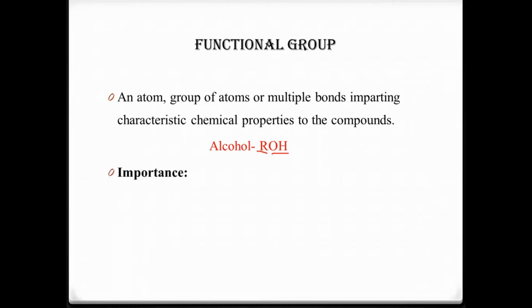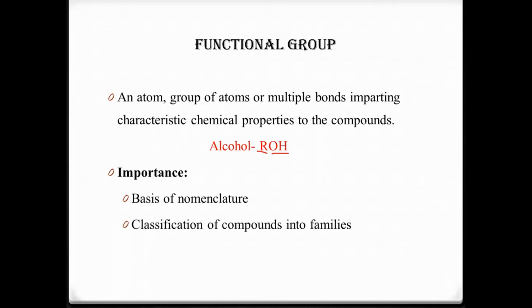The importance of the functional group is that it is the basis of nomenclature. Naming of compounds takes help from the functional group. It classifies the compounds into families. It is a site of chemical reaction. Chemical reaction starts from the functional group. This is very important: in proposing the mechanism of any reaction, you must recognize the functional group first.